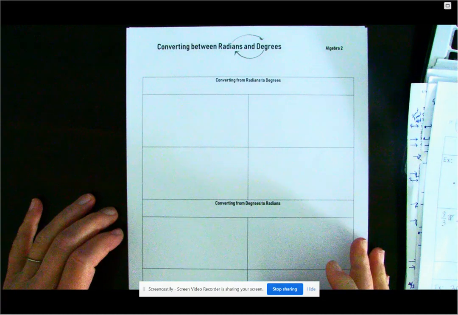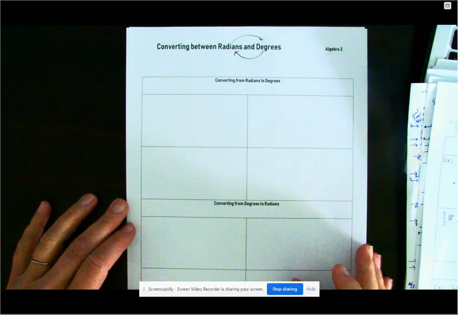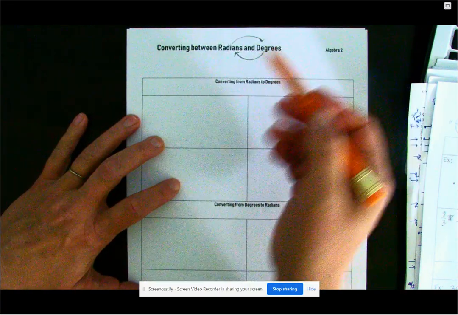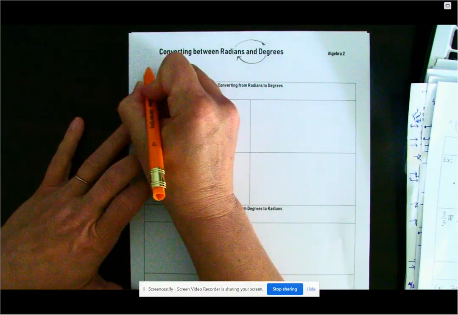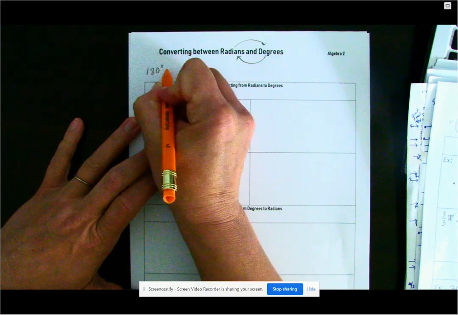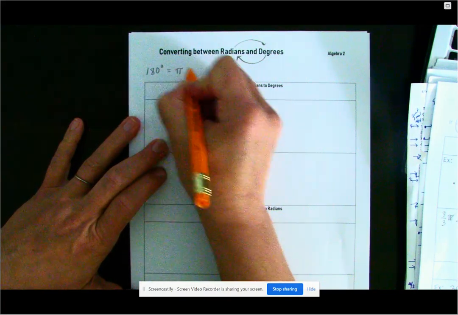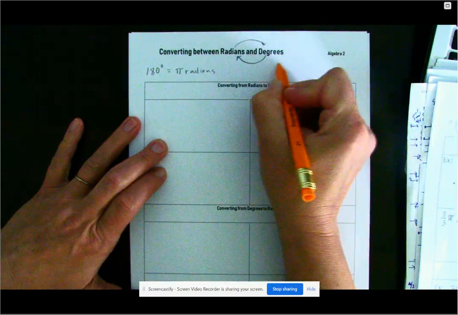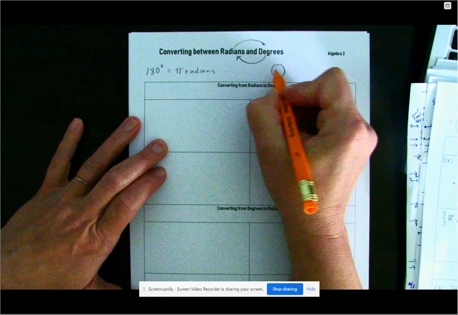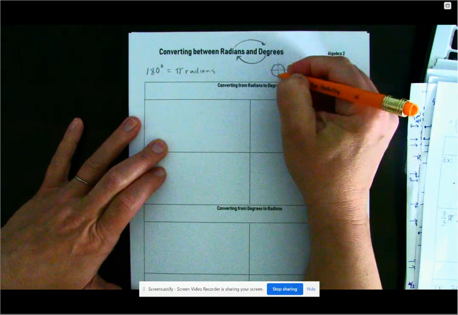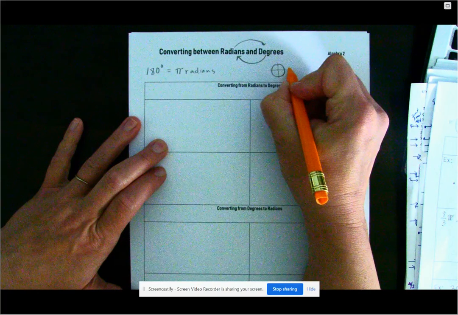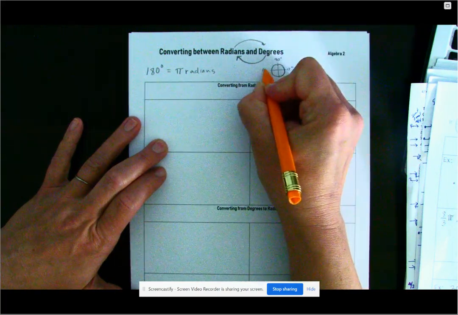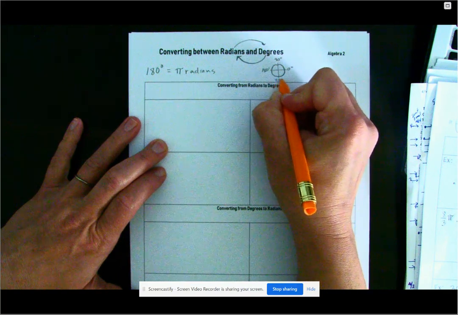When we talk about radians and degrees, we need to remember they're just two different ways to measure angles. The big idea here is that 180 degrees is equal to pi radians. And if it's helpful to have a circle, I know it is to me, to think of some of those anchor points. If we think of degrees, this is 0 degrees, 90 degrees, 180 degrees, 270, and 360.